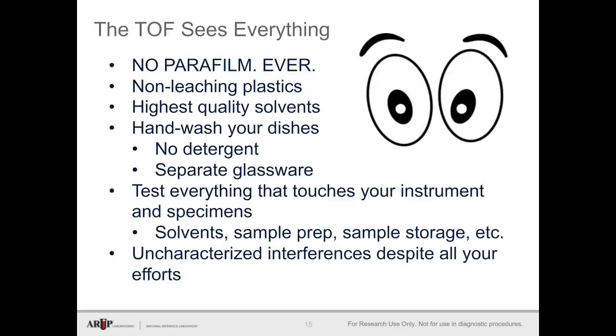Biological matrices are complex, and people have all sorts of diseases and take all sorts of medications that could cause something to show up that you didn't anticipate. If you start off with a good, clean sample prep and instrument practices, there's less of a chance of something getting weird and causing problems.